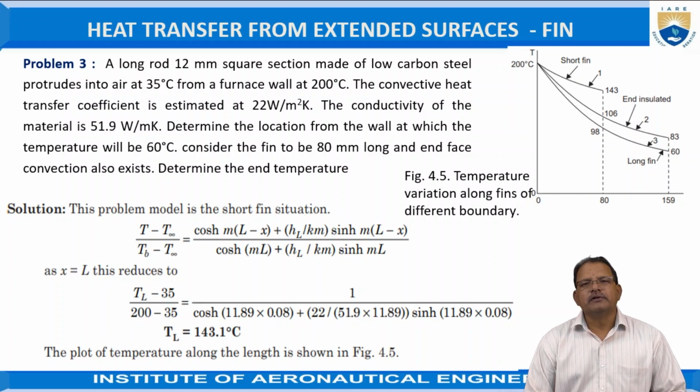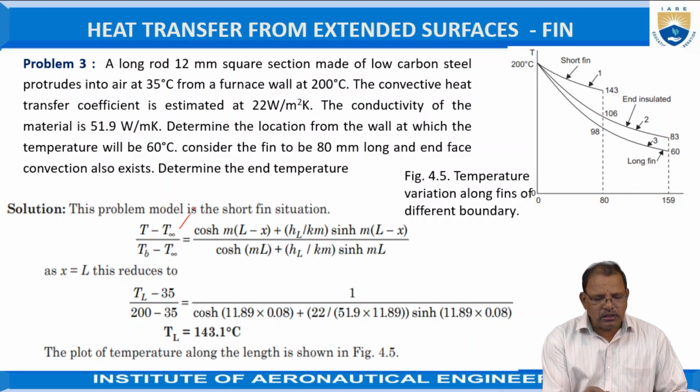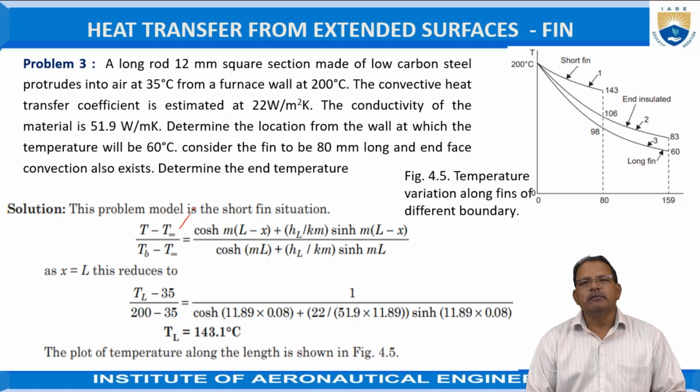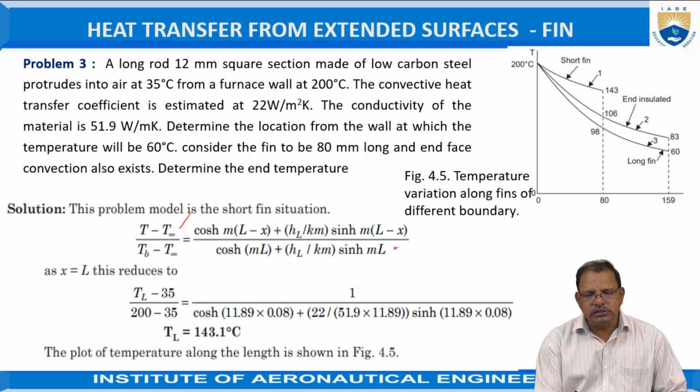This model comes under short fins. According to the relationship we got, (T - T_alpha) / (T_B - T_alpha), already derived in the previous video, is equal to [cosh m(L - x) + (hL/km) sinh m(L - x)] / [cosh mL + (hL/km) sinh mL].